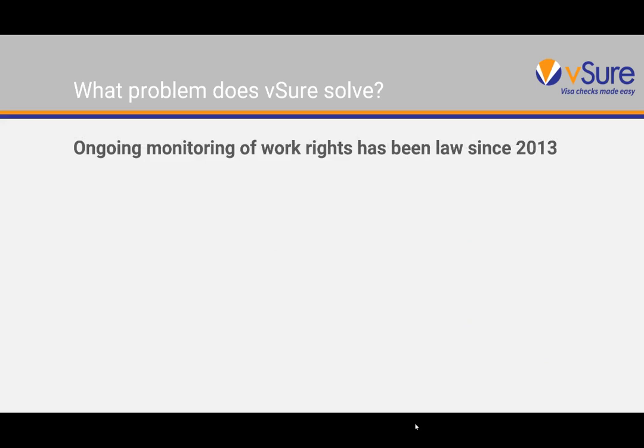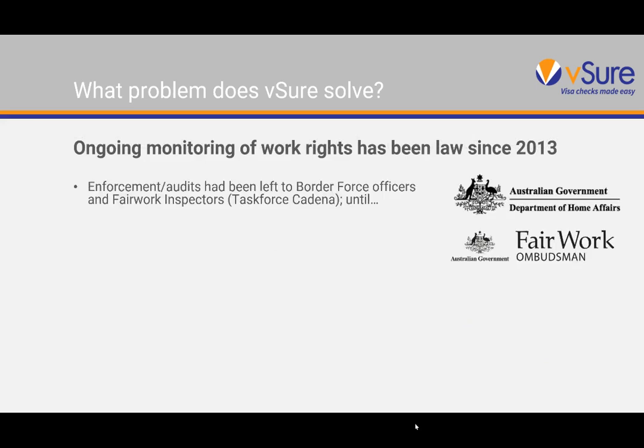Let's jump into this a bit further. Effectively, this legislation came out in 2013. And enforcement, well, it's been lax at best because effectively the Department of Immigration, as it was known, or Home Affairs as it's now known, isn't a very well-resourced organisation for doing audits of the workforce. So they brought in something called Task Force Cadena, where the Fair Work Ombudsman, who has a much bigger enforcement workforce, was also able to push forward with work rights audits and these sorts of things. But still, only a fraction of the Australian workforce were actually being audited as to their work rights.